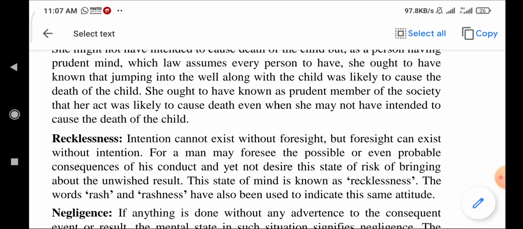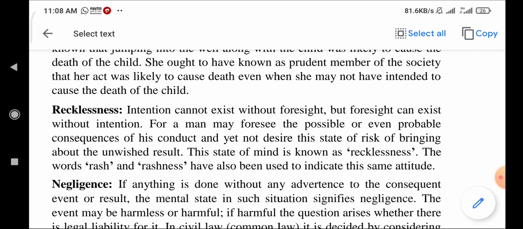Okay, what is meant by recklessness? Intention cannot exist without foresight. ओके, इंटेंशन कैन नॉट एग्जिस्ट विदाउट फोरसाइट। अगर आप असूम नहीं कर पाते हो कि आपका इंटेंशन क्या है, कोई इंटेंशन करता है कि हमें उसको मारना है, तो आप असूम कर रहे हो ना कि उसको मार सकते हैं, तो इस फोरसाइट का मीनिंग हुआ। But foresight can exist without intention. For a man may foresee the possible or even probable consequences of his conduct, yet not desire this state of risk of bringing about the unwished result. This state of mind is known as recklessness.